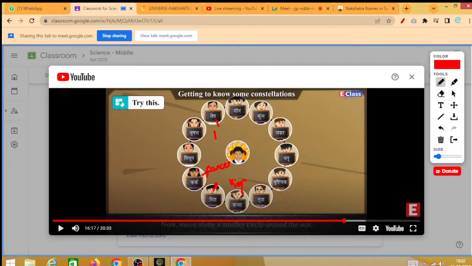Mesh is Aries. Miss, this also. Pisces means Meen. Kumbha means this. What is Makar then? Makar means Sagittarius, I think so, miss. Sagittarius. Yes, miss. Dhanu means it is arrow, arrow and bow.